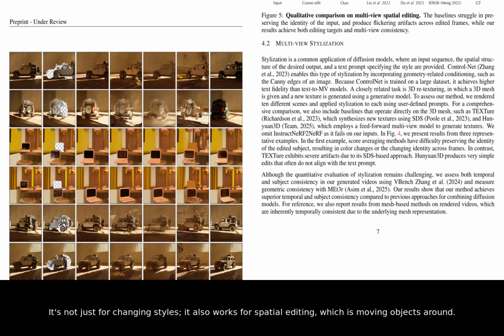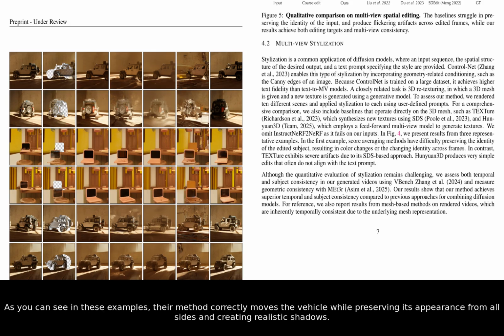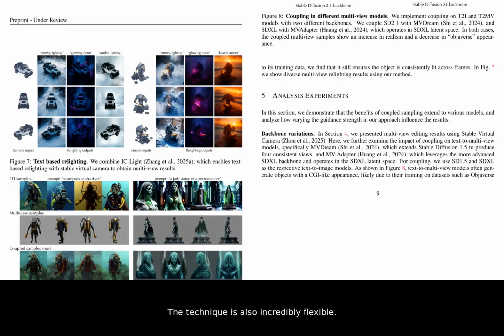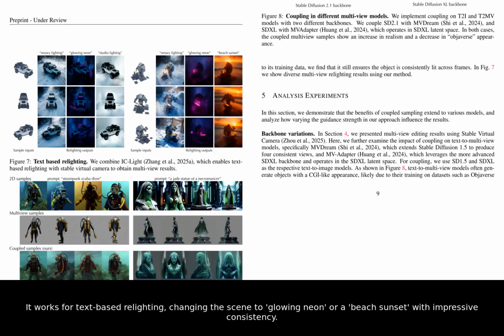It's not just for changing styles, it also works for spatial editing, which is moving objects around. As you can see in these examples, their method correctly moves the vehicle while preserving its appearance from all sides and creating realistic shadows. The baseline methods struggle to keep the object looking the same, especially on the back views. The technique is also incredibly flexible. It works for text-based relighting, changing the scene to glowing neon or a beach sunset with impressive consistency.